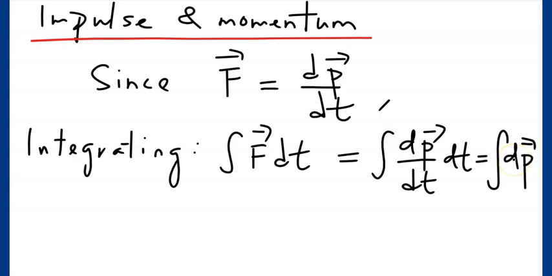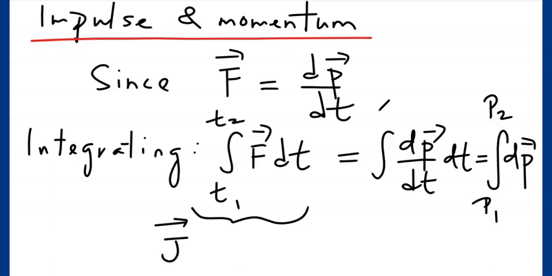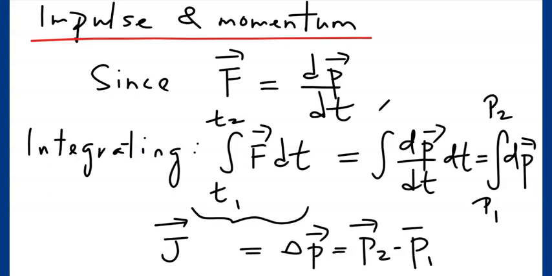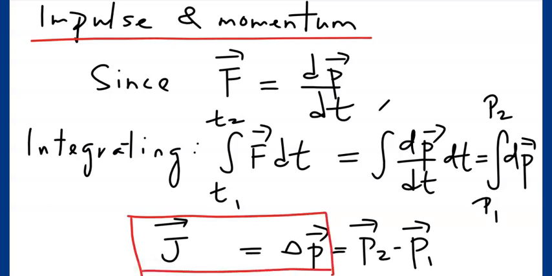So if the force is acting between t1 and t2, causing the momentum to change from, let's say, p1 to p2, and recognizing the left-hand side is quite simply impulse, this will give you an equation: impulse equals the change in momentum. The change is p2 minus p1. So we have another definition for impulse. Quite simply, impulse equals the change in momentum.